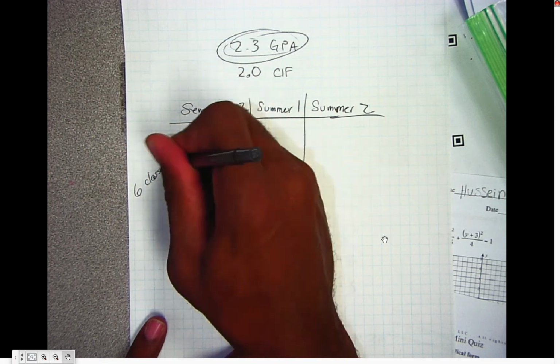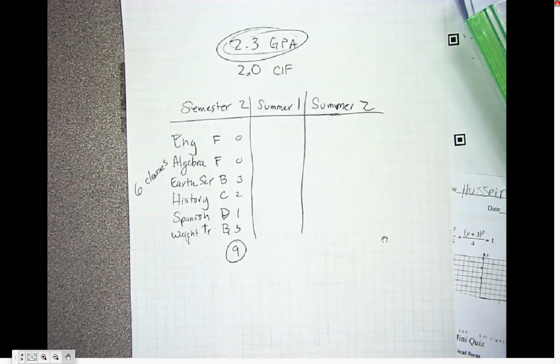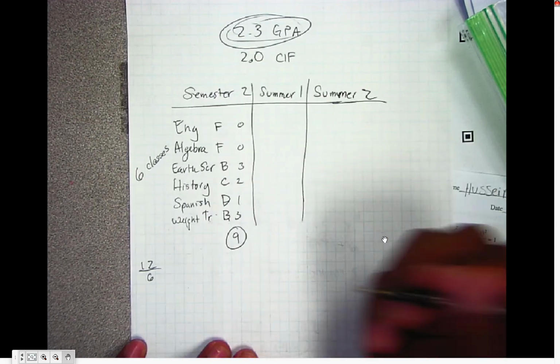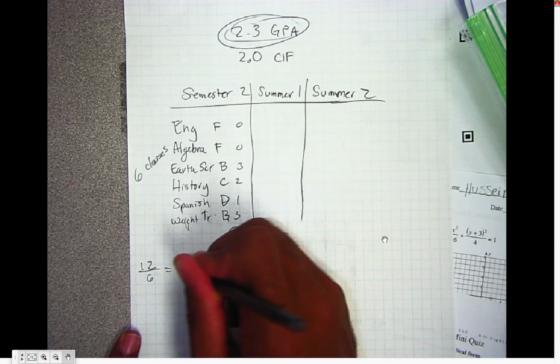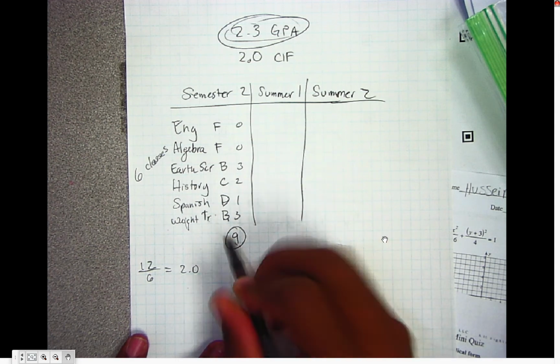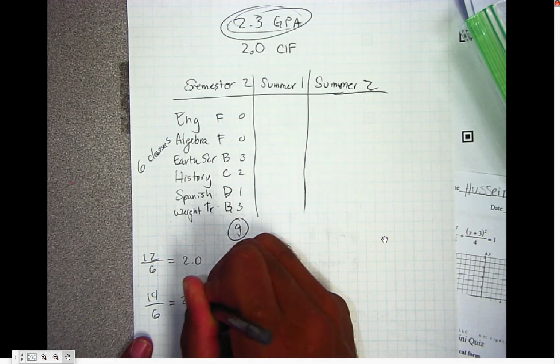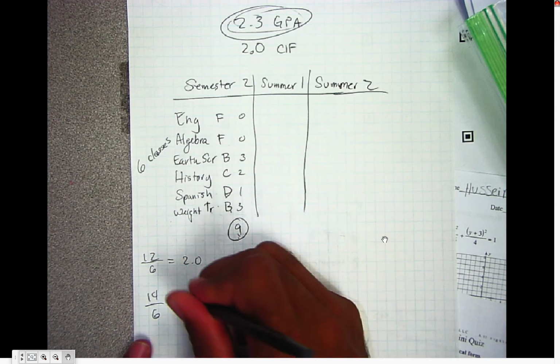Okay, and in order to get a 2.0, I need 12 points because 12 divided by 6 is 2. Okay, so that means I'm 3 points short. In order to get a 2.3, I need 14 points. So that means I'm 5 points short. This is what we're going for.